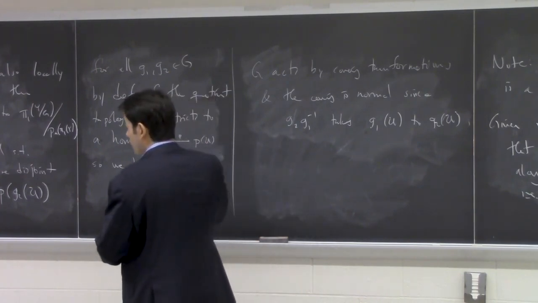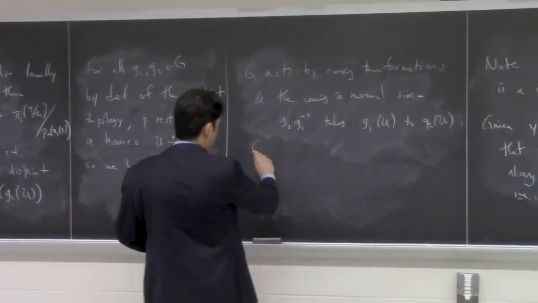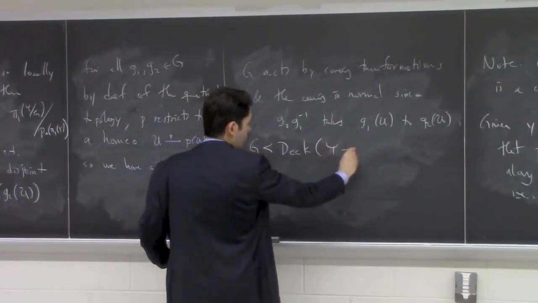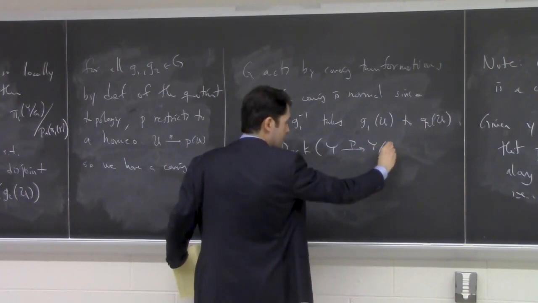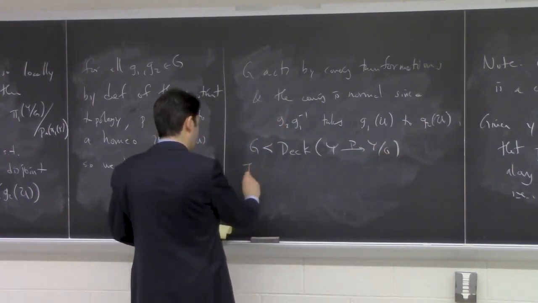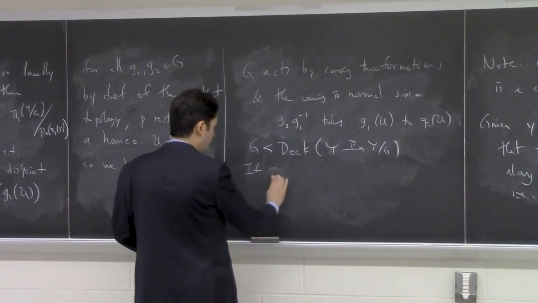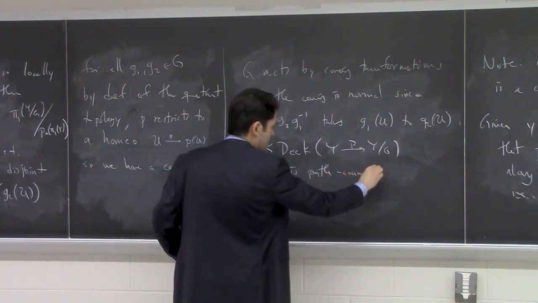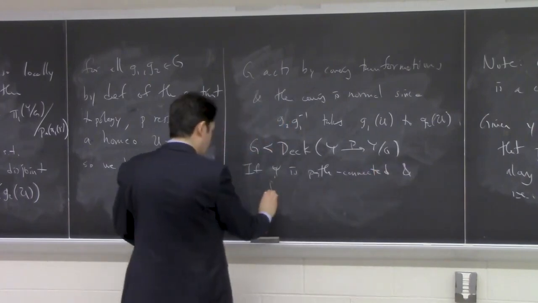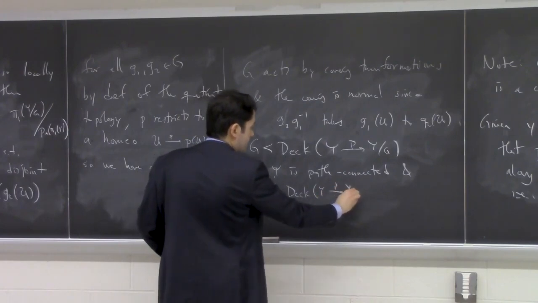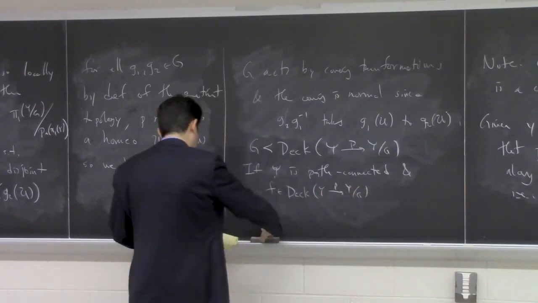So far we have G as a subgroup of the deck transformations. Okay, so now assume that Y is path connected, and you pick an element of the deck transformations.